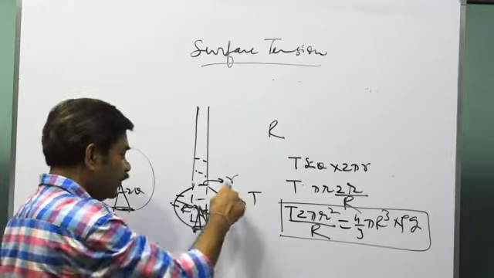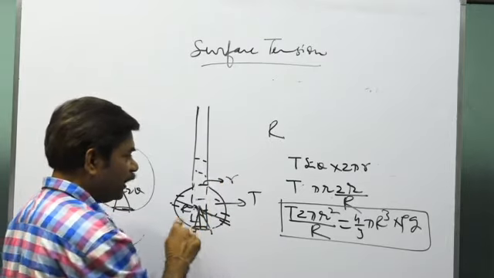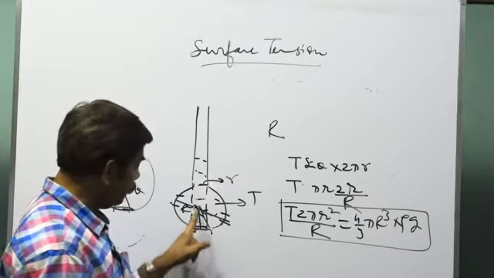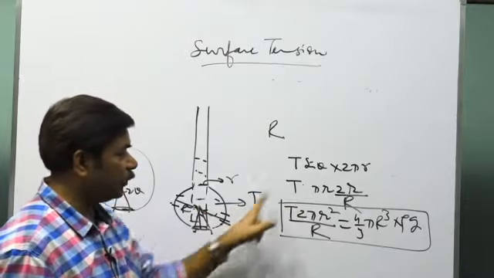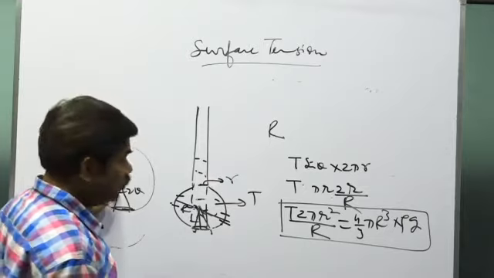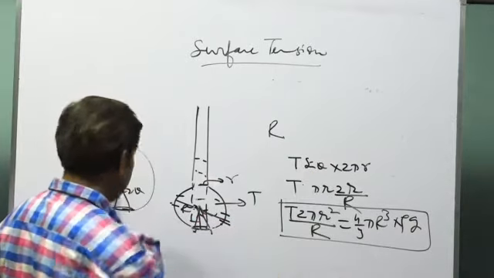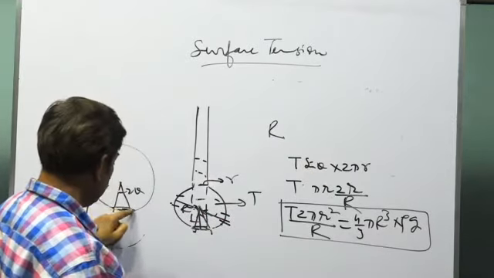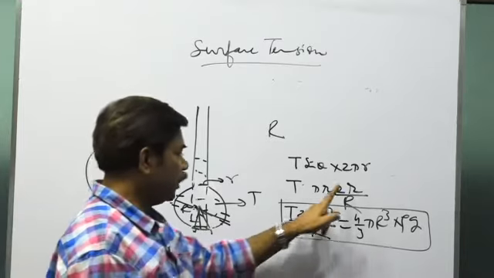So again I tell you that from this part, as I calculated right now, the force in the upward direction will be T sin theta into 2 pi r. Theta is a very small angle as shown in the figure here. So sin theta becomes theta, and the value of theta will be small r upon capital R. I kept its value.